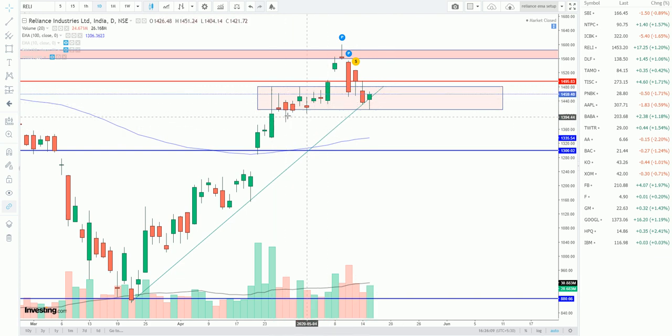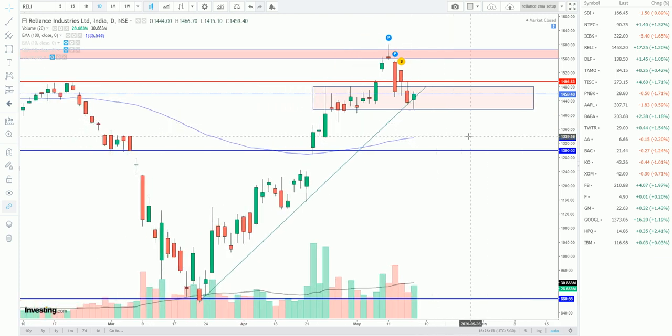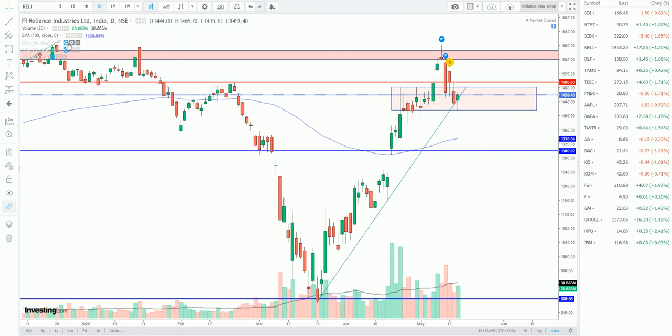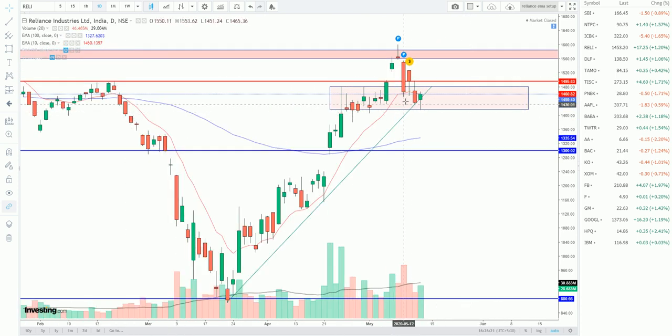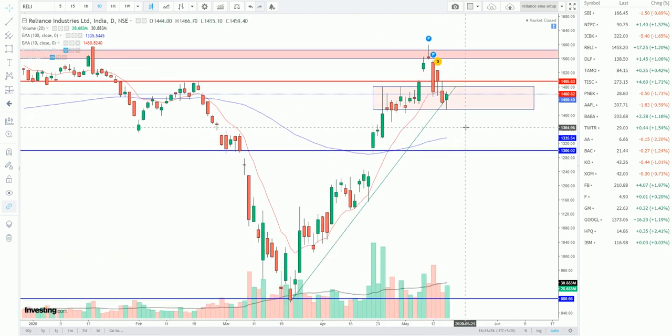But mostly the stock seems to be in a consolidation phase before going into the big move. That is what is very visible. Even the 10 EMA is giving a sign that it is acting as a strong resistance as of now.